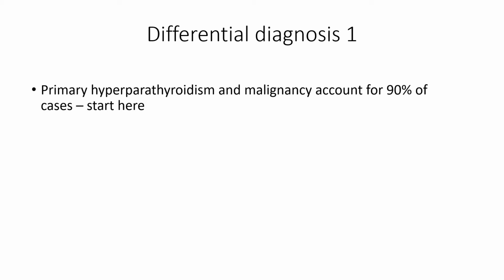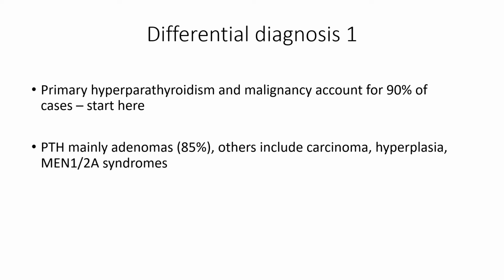So, differentials. The way I always start with hypercalcemic patients is, do they have primary hyperparathyroidism or malignancy? And this will account for 90% of your cases. So your PTH affecting syndromes, 85% of them will be a solitary adenoma in one of the 4 glands. Others include carcinoma, hyperplasia of the gland, or the rare MEN1 or 2A syndromes. That's multiple endocrine neoplasia.